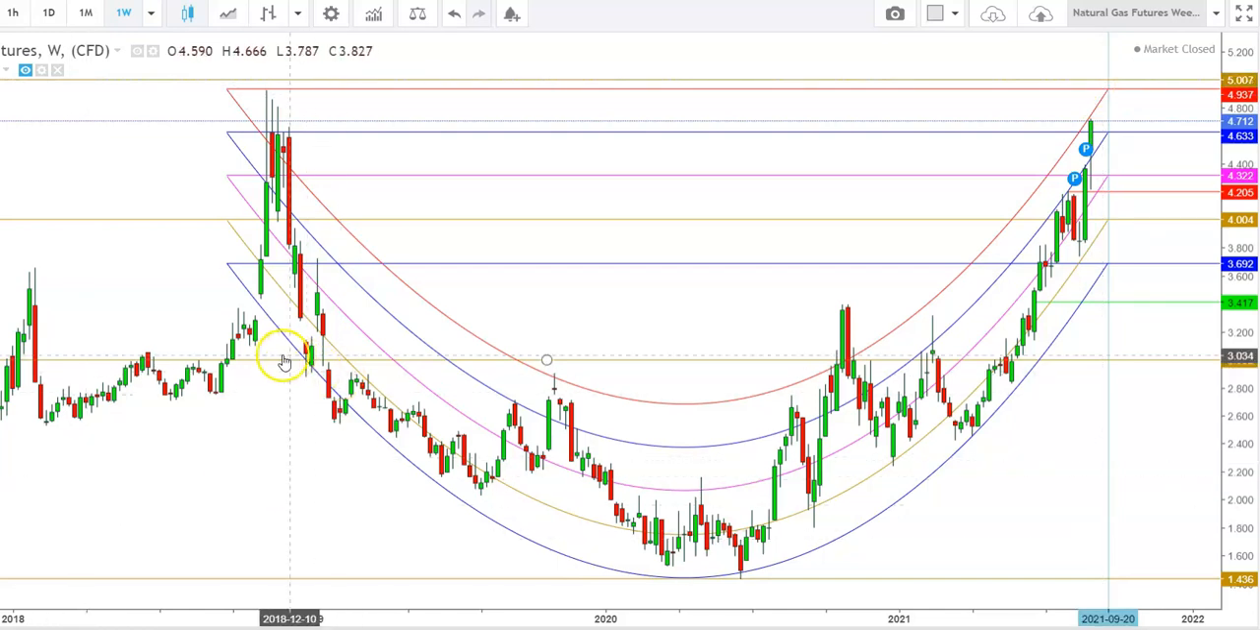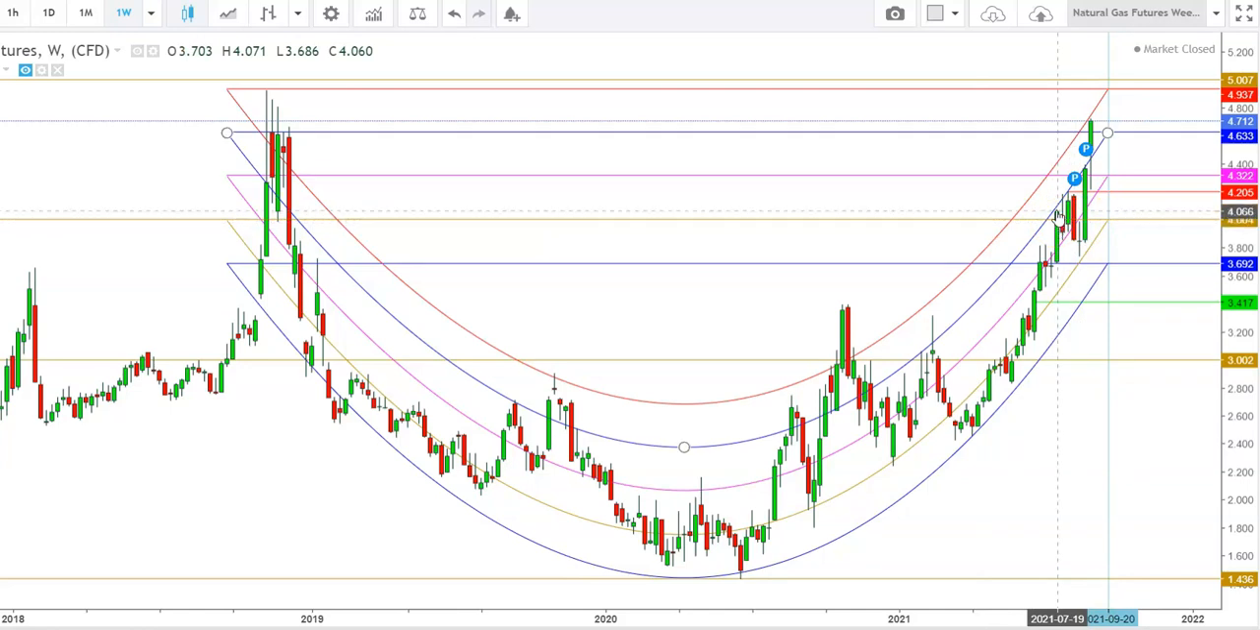First is at the levels of $3. So friends, here you can see how the natural gas futures constantly struggled for many weeks when it was trading well below this psychological resistance, and finally found a breakout during the month of May 2021. And the second psychological resistance is at $4, where the natural gas futures found a breakout here in July 2021.